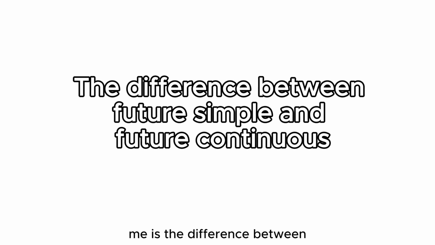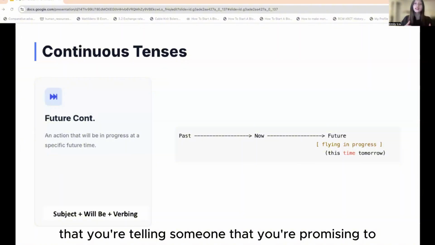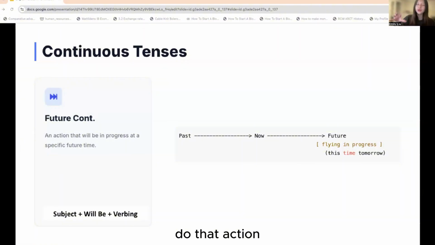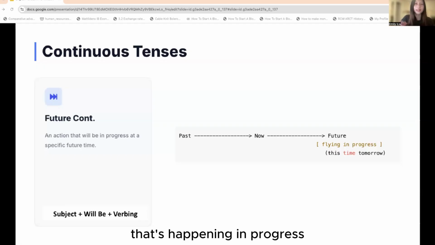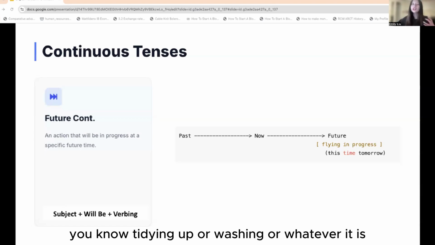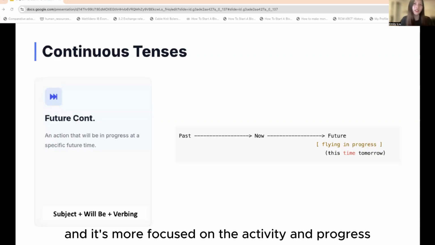Something that usually confused me is the difference between future simple and future continuous. As a reminder, your future simple is really focused on the decision or the intention or the promise. So, I will clean the room. This implies that you're promising to do that action, i.e. cleaning the room. If you say, I will be cleaning the room, this is more focused on the actual activity that's happening in progress. It's telling someone that you will be tidying up or washing or whatever it is, but you're actually going to be cleaning the room, and it's more focused on the activity in progress.